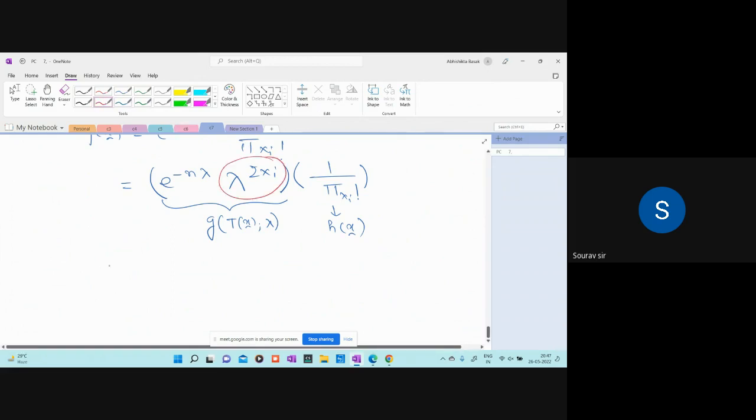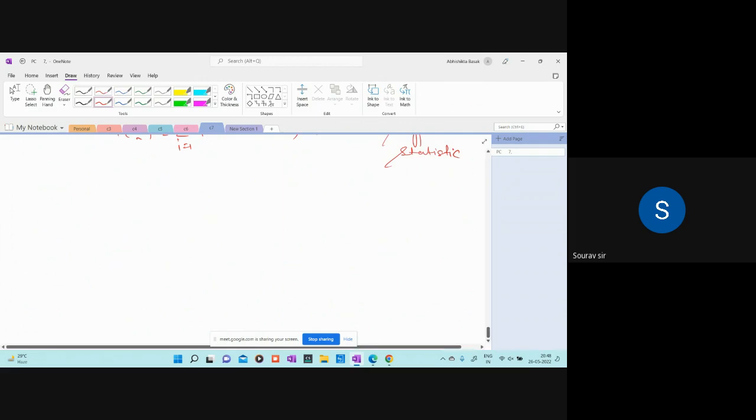This is the function which is involving both lambda and my x curl. So that is my T of x curl, which is basically the summation of xi, i running from 1 to n. I can also modify it by writing it as x bar. So this is my sufficient statistic. This goes the part of sufficiency.